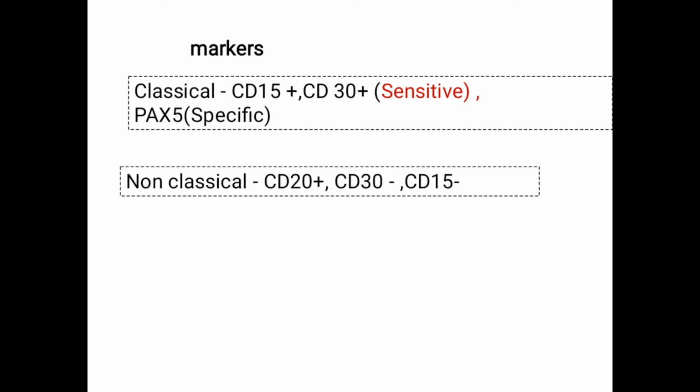Now coming to markers, in the classical form it is positive to CD15 and CD30 and PAX5. Just remember CD30 is a sensitive marker for Hodgkin's lymphoma. You can just remember that at age of 30 we all are sensible or something like that. Then when we consider non-classical, it is CD30 negative and CD15 negative. Then how are we going to identify this? We are going to identify this with the marker called CD20. This is CD20 positive. Again, it is easy to remember. In classical, it is half-half like CD15 and CD30, while in non-classical, it is negative to both.